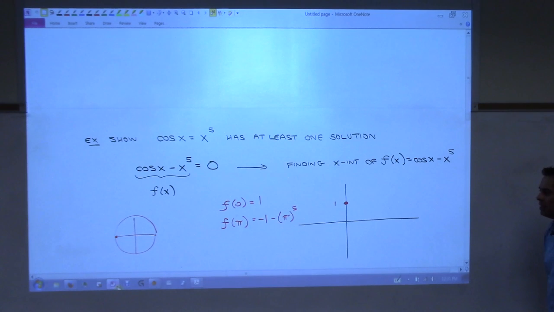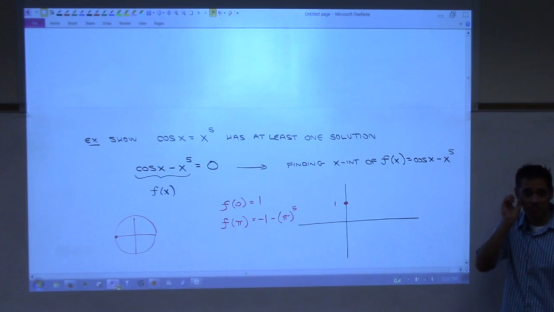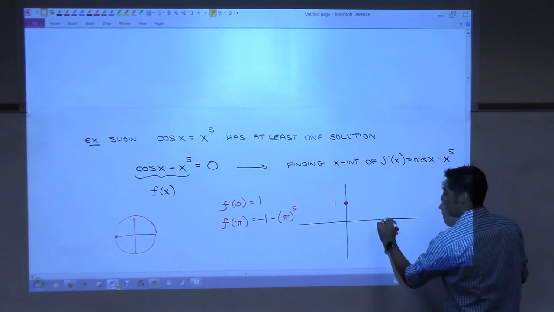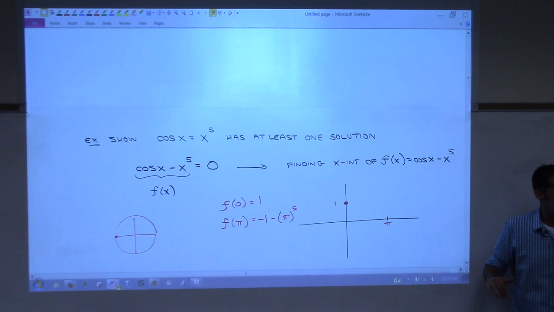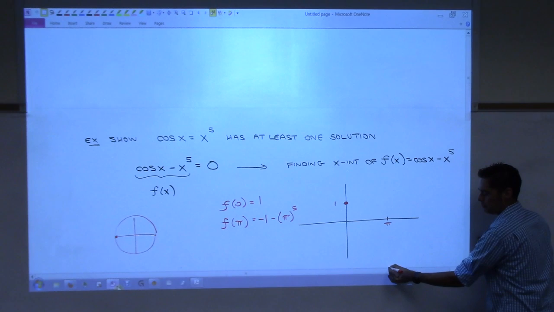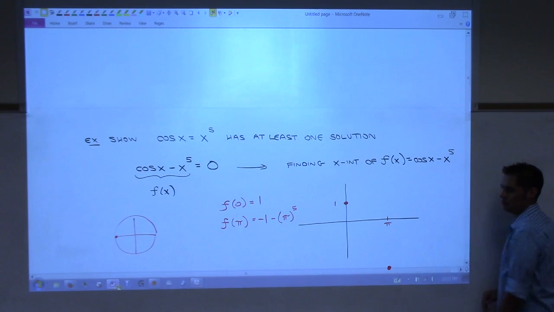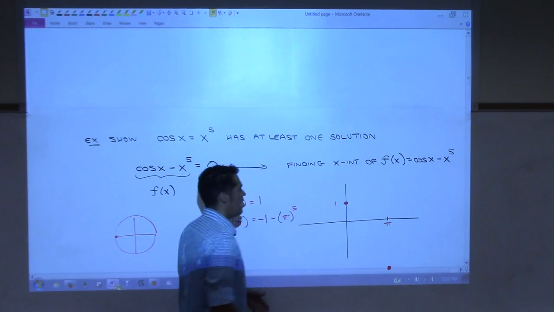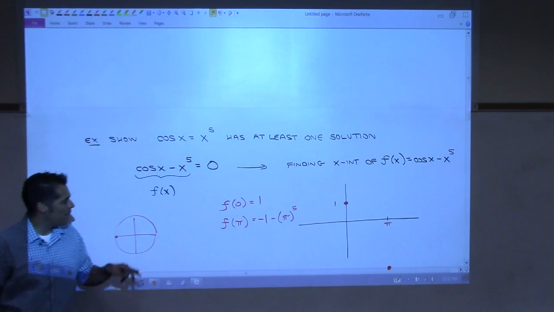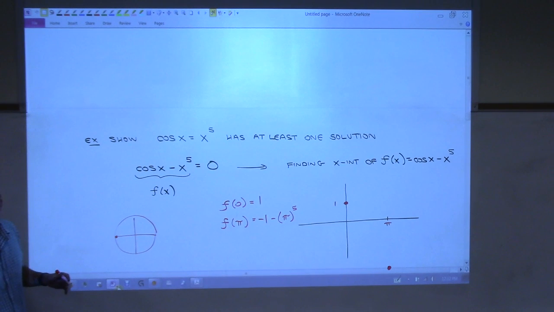Now that is going to be what? Some huge negative number, right? And actually, I don't even care what it is, okay? All I care about is that it's negative. Why do I care that it's negative? I know that if I plug in 0 into this function, I get positive 1. And if I plug in pi, I get negative something.